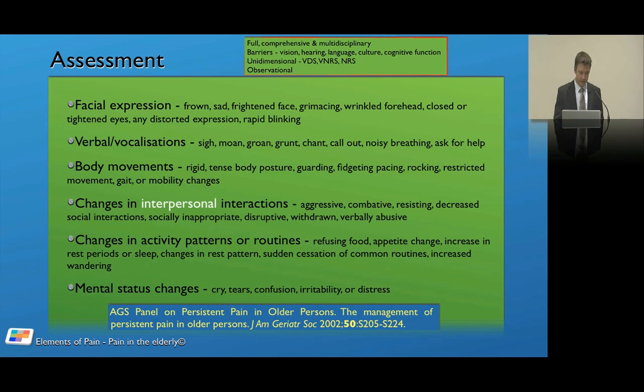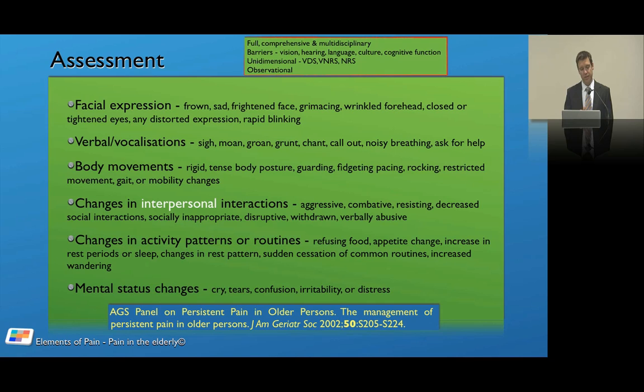Now the American Geriatric Society, it's a good paper, Management of Persistent Pain in Older Persons. What they did was they identified 6 key areas of behavior that could signify pain. So facial expression, various different kinds of facial expression, pretty self-explanatory. Verbal and vocalizations, even just noisy breathing, calling out, chanting, those kinds of vocalizations. Body movements. There are a number of body movements that might signify pain.